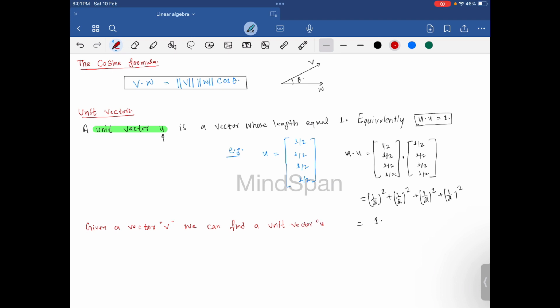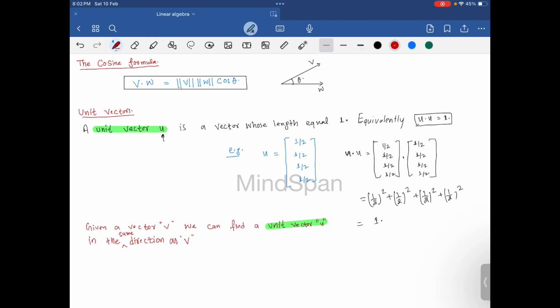Let's call this u, in the direction of v. In the same direction as v, right? So we want to have this unit vector u in the same direction as v.